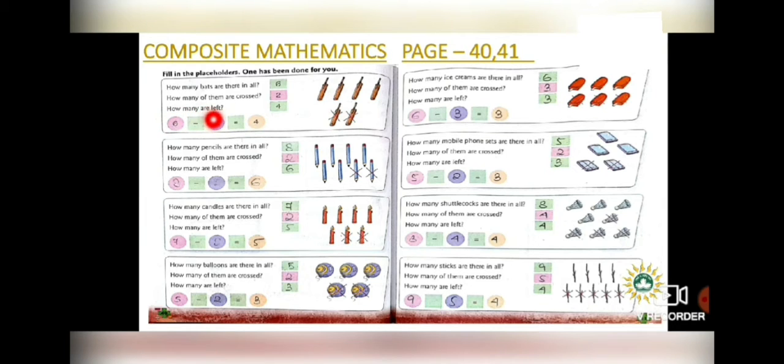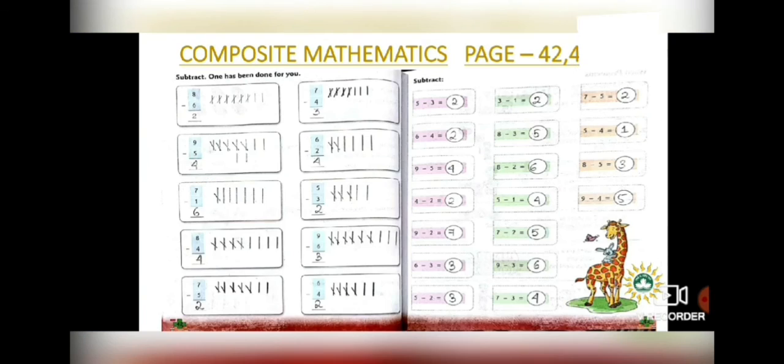Now the last question is how many are left. So there are 1, 2, 3, 4. 4 bats that are left. So you'll write 4 here. So 6 minus 2 is equal to 4. So if we take away 2 from 6, we get 4. So this is how you have to complete page 40 and 41. You will also do page 42 and 43. And from your mental mathematics book, you will complete page 6. And after you complete your work, do not forget to check the answers.